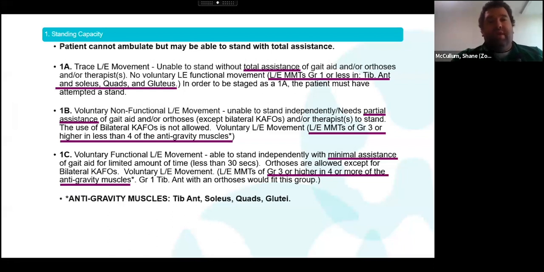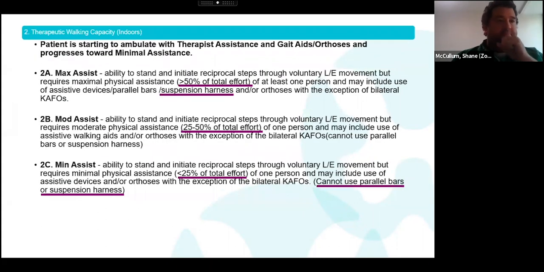And then also with the voluntary movement, they have a bit more movement in the legs, but they would still have grade 3 or higher in less than 4 of the 8 anti-gravity muscles. And for a 1C, someone who's able to stand independently with minimal assistance, usually for short amounts of time, so less than 30 seconds, and would have a grade 3 or higher in 4 or more of the 8 anti-gravity muscles. And then moving on to the 2s.